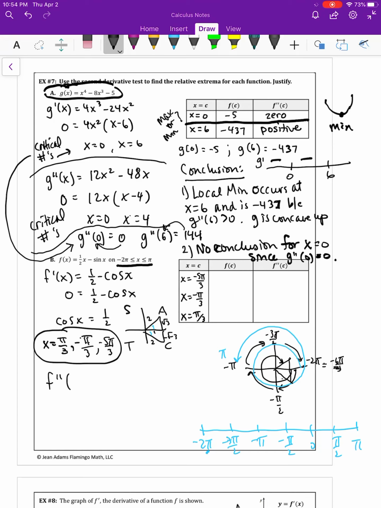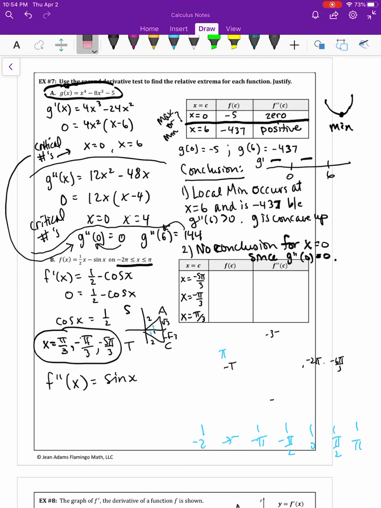And then I take my second derivative. That one is going to be: the derivative of a half is 0. The derivative of negative cosine x is minus a minus sine x, which is a positive sine x. Okay? So now what we're going to do, I'm going to erase this stuff just so I have some room to write. We are going to fill in our box here and figure out what our f of c and our f double prime of c are for our 3 critical points.